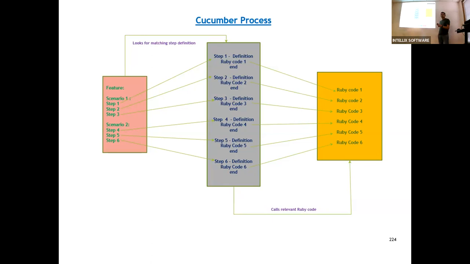Okay? And that's what it shows here, the Ruby code execution. But web drivers are used to interact with the browsers, right? That's where Selenium WebDriver comes into play, and that works with the Ruby programming, okay? So that's how the Cucumber process generally works when you automate your test case.